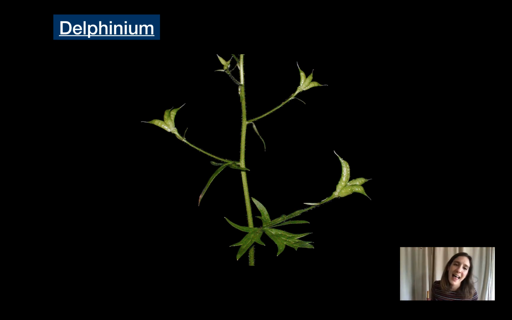And here's my last slide. This is just the fruit type of delphinium. So just like in Aquilegia, we have follicles as our fruit type. But in Aquilegia, we had 5 follicles. In delphinium, we have only 3 follicles. That's the only difference.